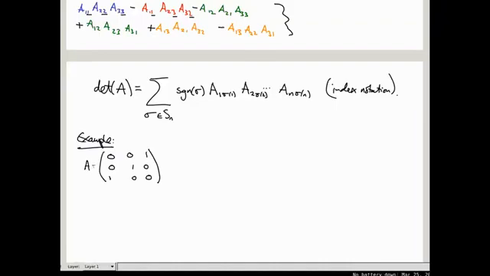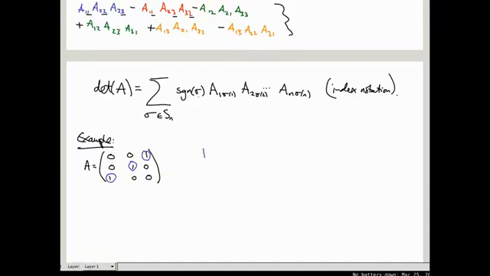What's its determinant? Well, there's only one way of picking something from each row in such a way that you don't pick any zeros, right? Because if you pick a 0, then when you multiply everything together, you're going to get 0. So you have to pick this one, and this one, which is going to give us 1 times 1 times 1, which is 1. So this sum is just one term.